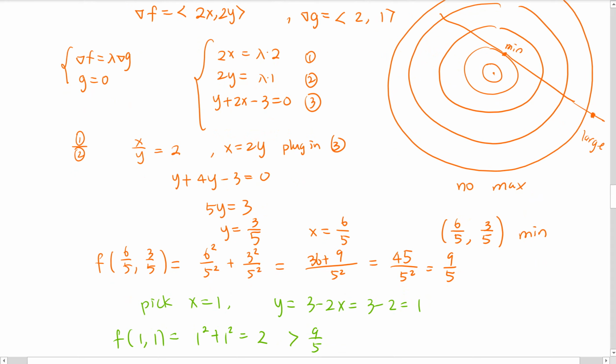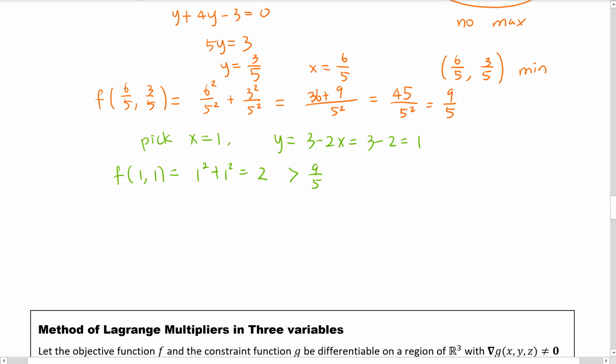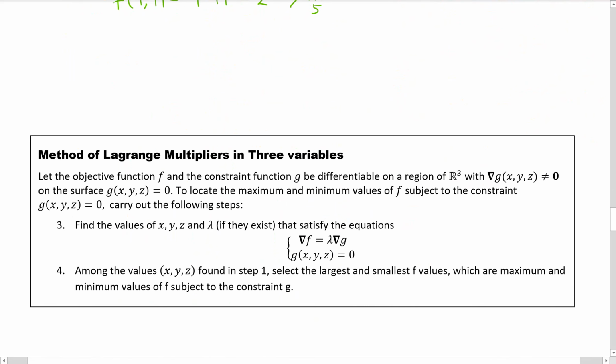All right, let's continue. Okay, so let's continue in video part B, okay? Because I'm going to talk about Lagrange multipliers in 3 variables instead of 2 variables. So kind of generalize the idea to 1 more dimension. See you soon!